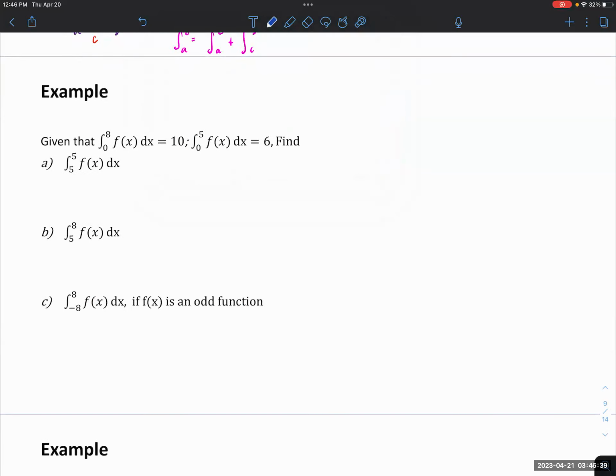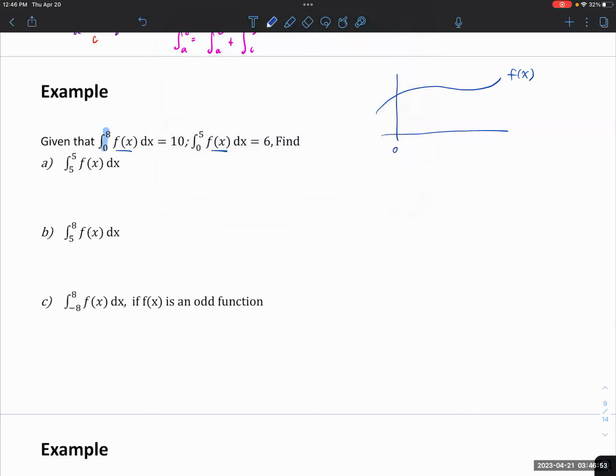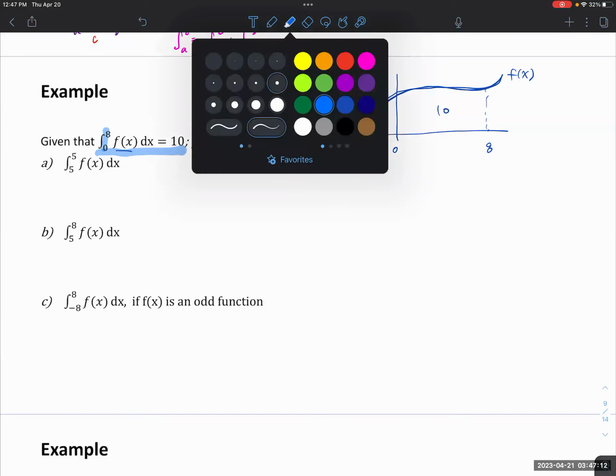Let's say I do have a function. We don't know what the function is, but let's say we have a function f of x, and they say from where to where? From 0 to 8, the area is 10. That's what they mean. Do you see that? This integral helps us find the area from 0 to 8, under the curve between 0 and 8. The area is 10. That's the first piece of information.